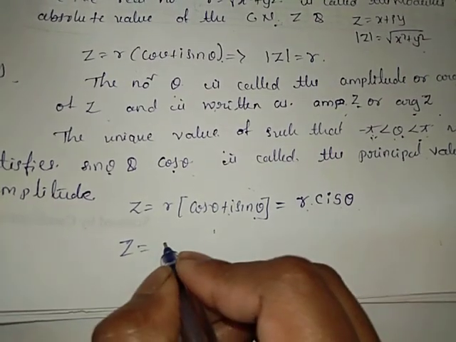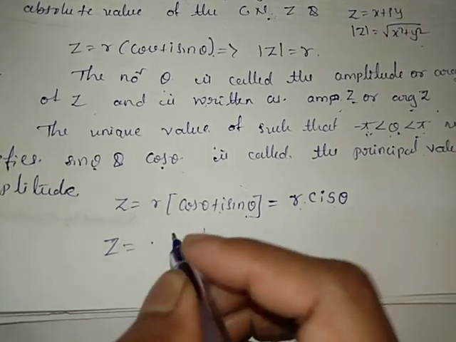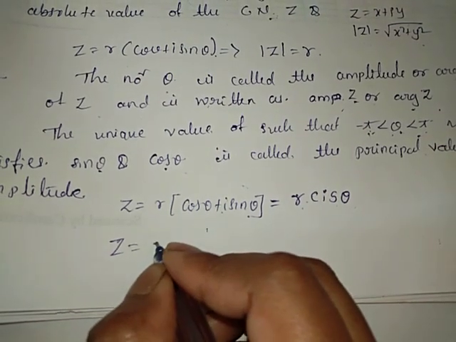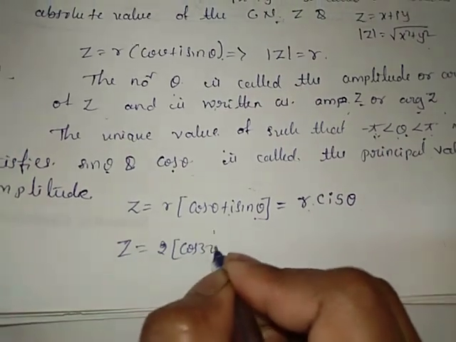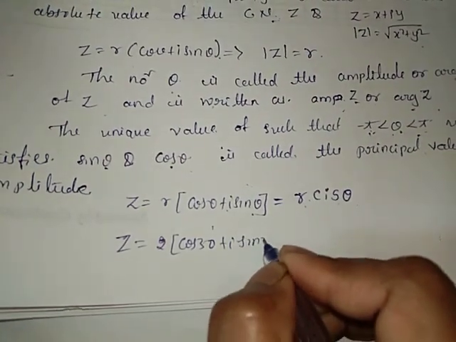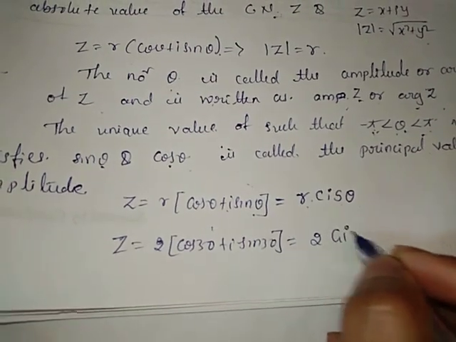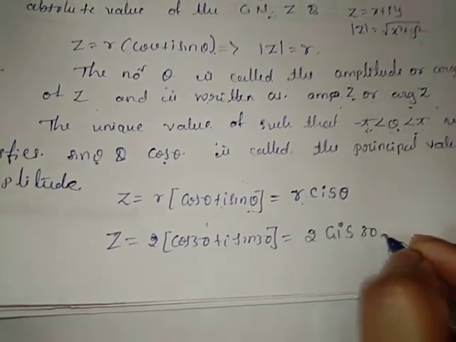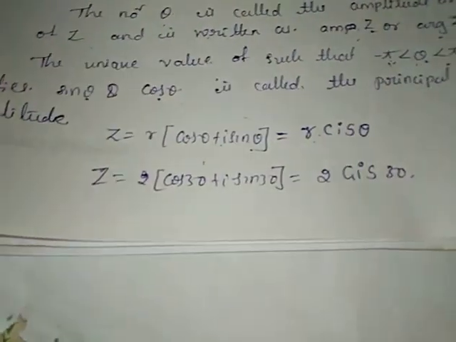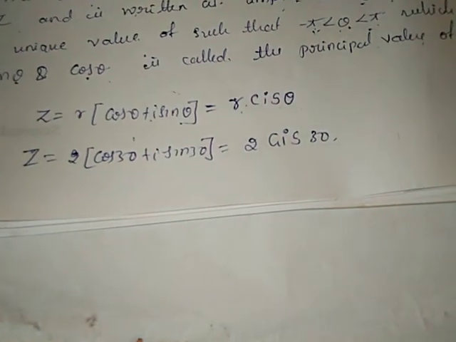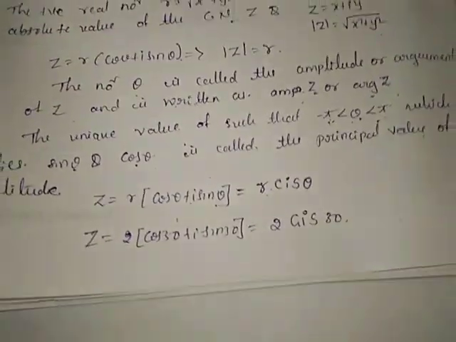For example, z equal to 2 into cos 30 plus i sin 30. We can write it as 2 cis 30. It is just a representation of a complex number. Every complex number can be put in this form.